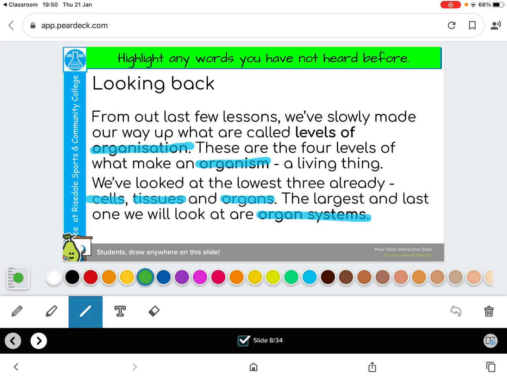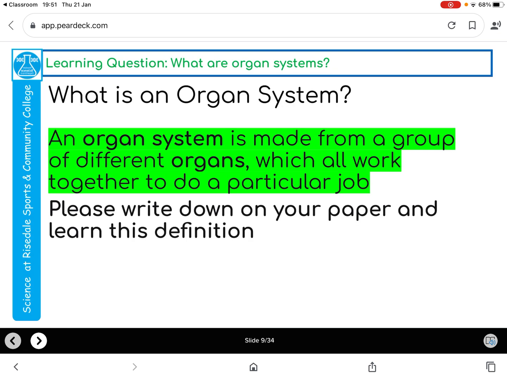So the words highlighted are the ones that people had highlighted as they were going through. So organization is just the way that living things are put together. An organism is a living thing. Cells are the tiny building blocks of life. Tissues are groups of similar cells. Organs are groups of different tissues working together. And then the organ system is the group of different organs.